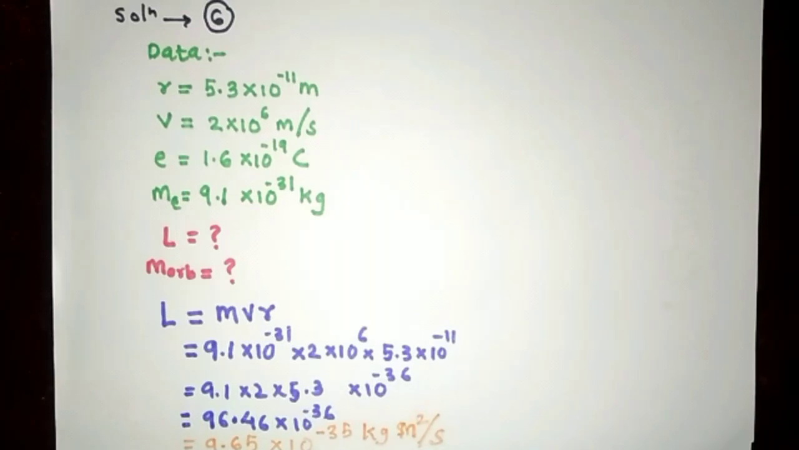So this is the final answer for part 1, that is the angular momentum of the electron is nothing but 9.65 into 10 raised to minus 35 kilogram meter square per second.